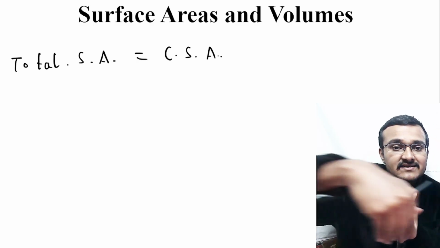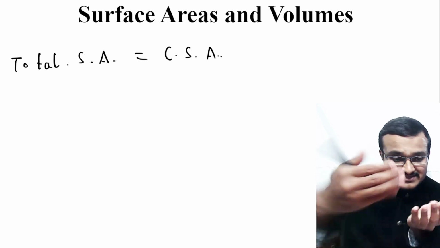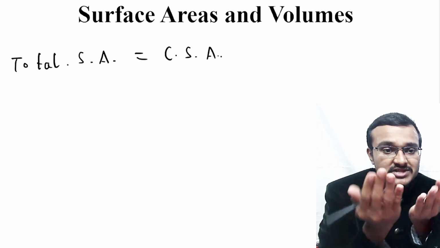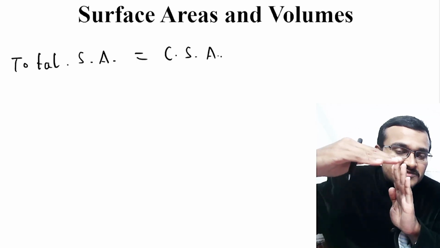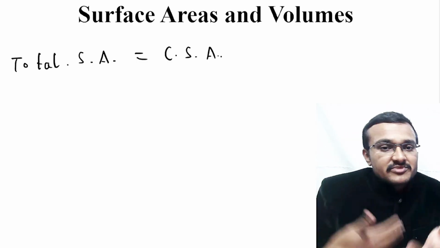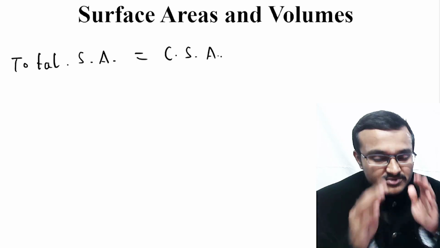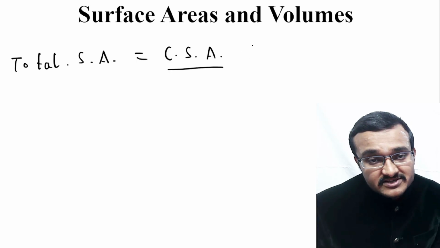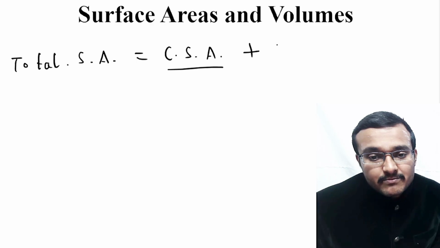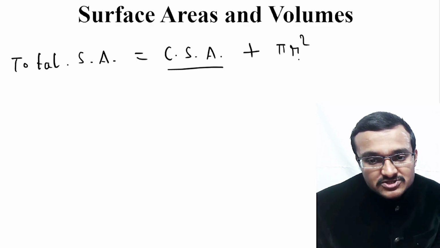The right angle triangle which we have considered has got curved, so that's why it is known as curved surface area. But if we consider the area of the circle on top of the cone also, then it will be the total surface area of that particular cone. So that means CSA, that is curved surface area, plus pi r square. Pi r square is the area of the circle.